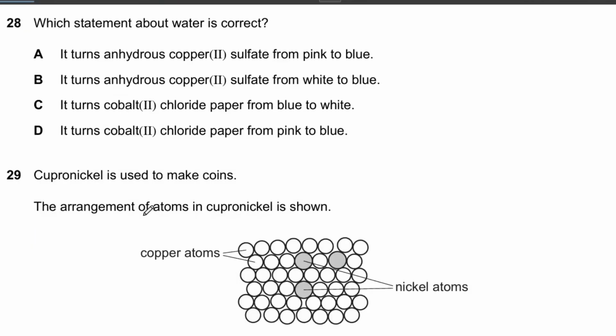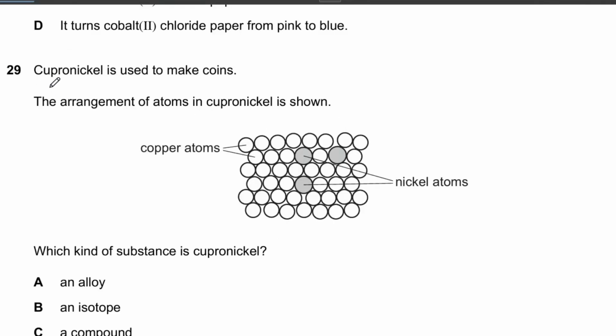Question 28. Which statement about water is correct? It turns anhydrous copper(II) sulfate from pink to blue. That is wrong. That's for cobalt(II) chloride. It turns anhydrous copper(II) sulfate from white to blue. That is correct. So therefore, our answer is B.